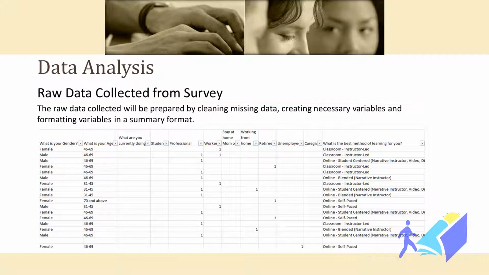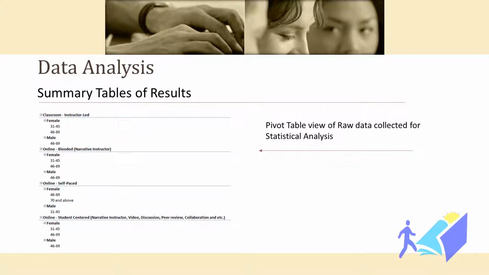The raw data collected from the survey was cleaned, and we created the necessary variables and formatted them so that we can identify our percentages and count type of summaries. Other summary types that we used were pivot table views from the raw data collected.